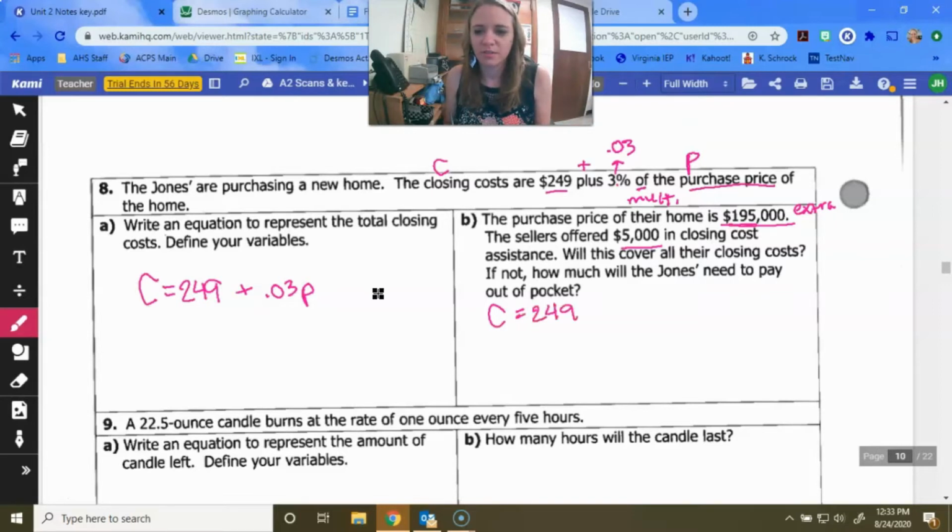So we don't include this amount, but we put it in for P. That's where we need it. So plus 0.03 times 195. All right, using your calculator, I'm going to do this part real quick. So what is 3% of $195,000? That is $5,850 plus that initial $249. So they got that base amount, plus that person wants to make this much money, $5,850.